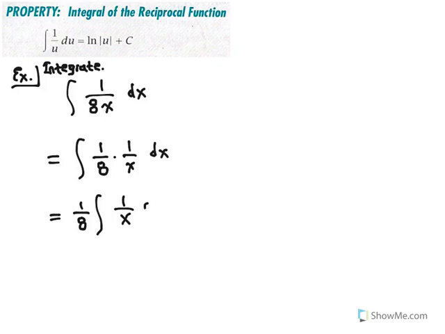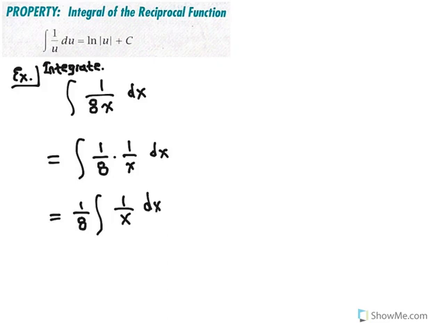Our first example does not require a u substitution. All you have to do for our first example is to see that the integrand may be rewritten as 1 over 8 times 1 over x, and we're integrating with respect to x. And of course 1 over 8 is a constant, so you may factor it out of the integrand.